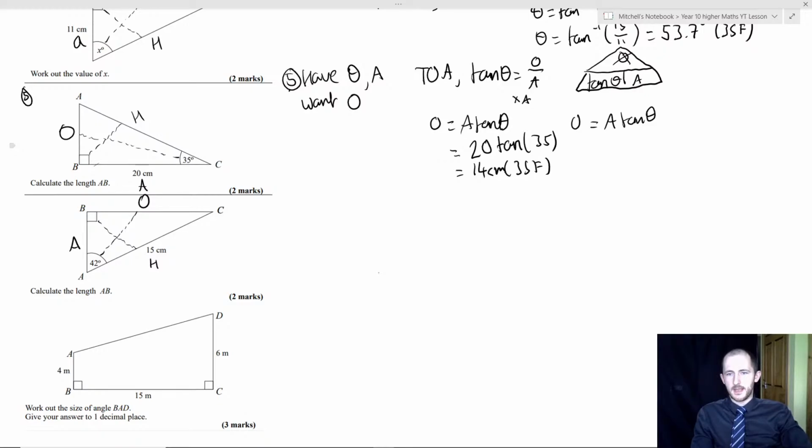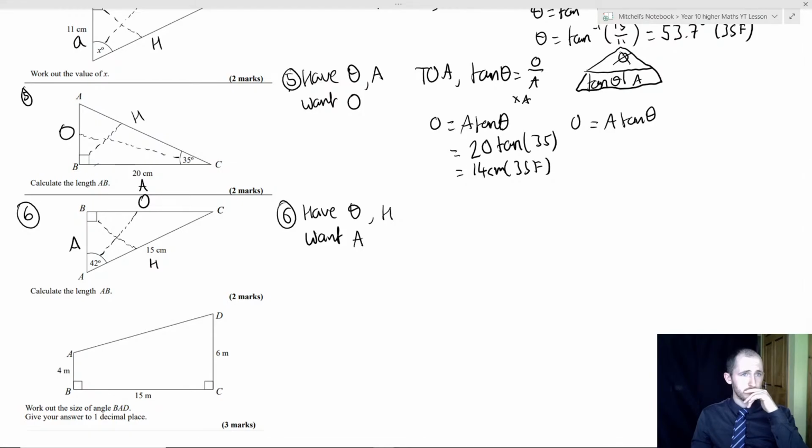So what we're going to do here is, if we have a look at what we want, what we have, I didn't even label the question, my bad. So let's put 6 here and here. So what do we want? Or sorry, what do we have first? So we have an angle and we have the hypotenuse. And what do we want? Well, it says calculate the length AB. This is AB and I've labelled it A. Okay? So that's what I want so far.